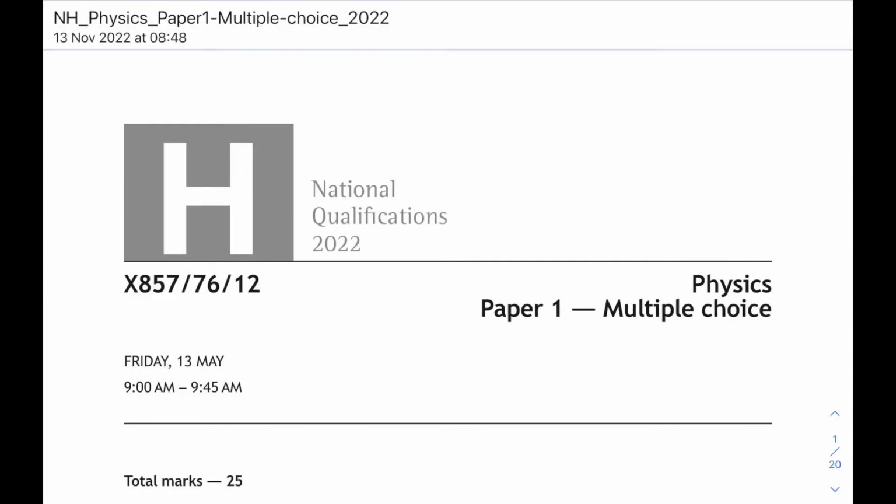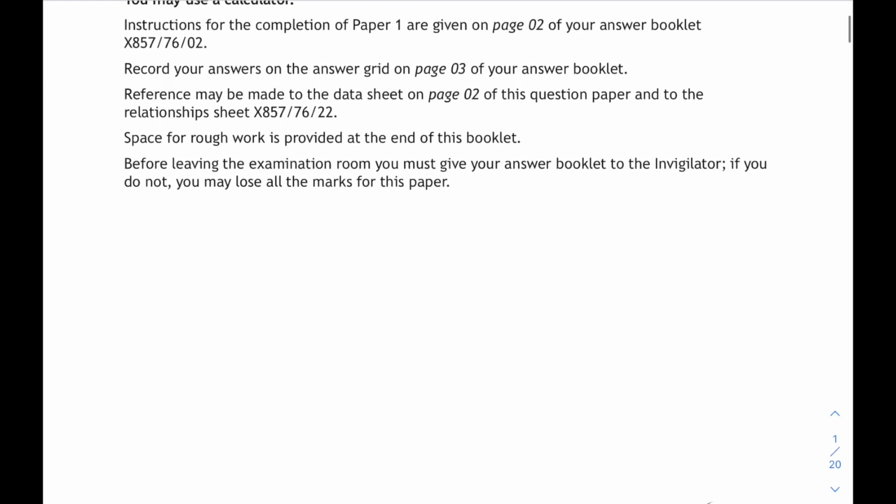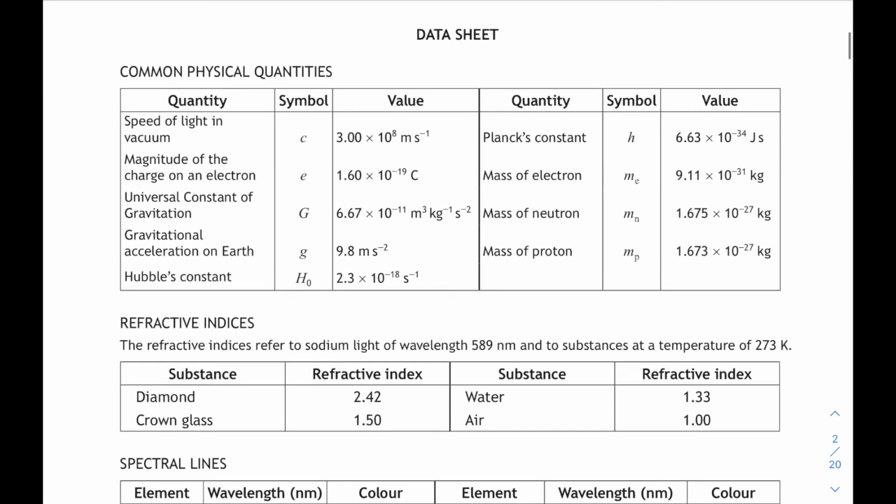This time it's the Higher Physics 2022 Paper 1 multiple choice questions. There are 25 questions and it's a 45-minute paper. As usual, we suggest that you have a look at the questions first, try them yourself and then come back when you're ready and follow through the walkthrough.